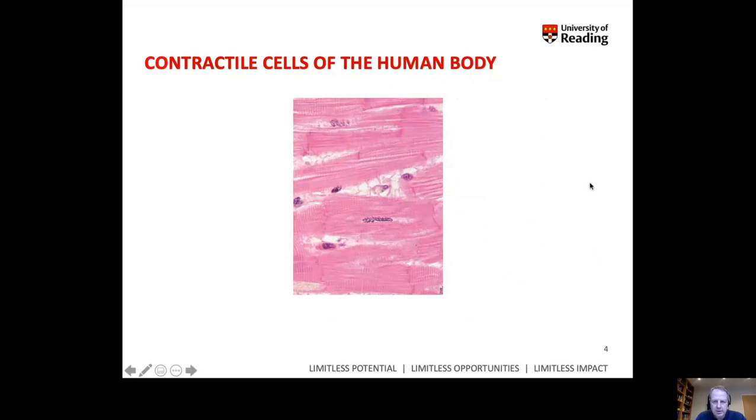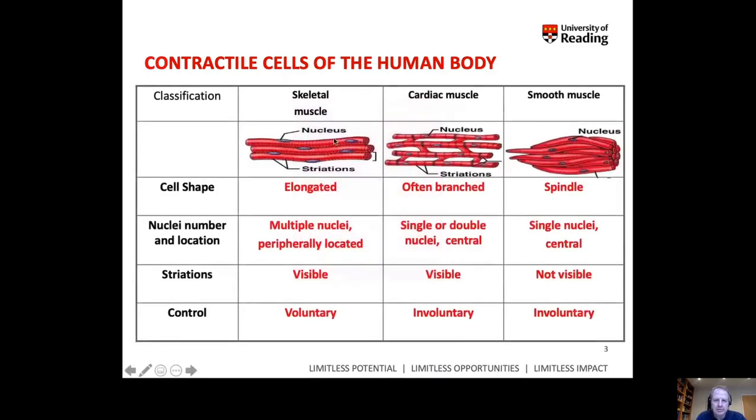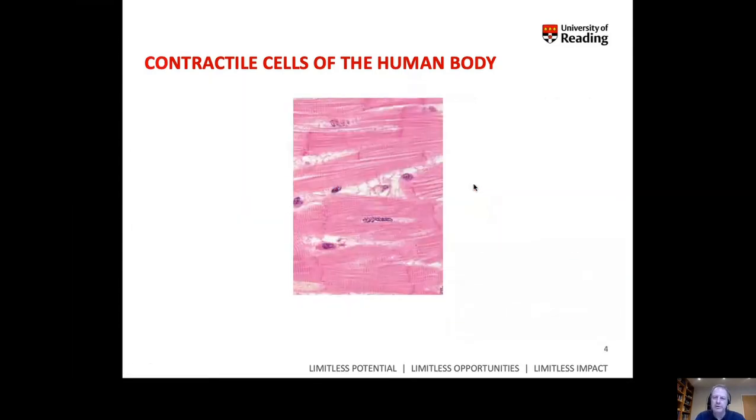So again, maybe a placeholder slide, hopefully you'll be able to identify this contractile cell, this muscle type as, I'll just pause, cardiac muscle. Okay, so this is what cardiac muscle looks like, and hopefully you can differentiate between this and skeletal muscle and smooth muscle, initially in terms of morphology and appearance, but also hopefully after the next few slides in terms of organization and function.